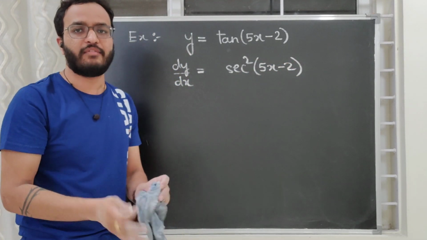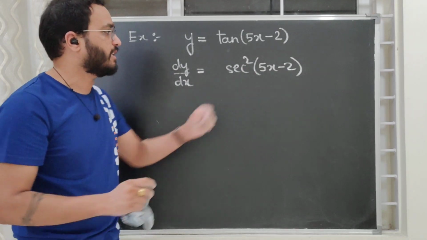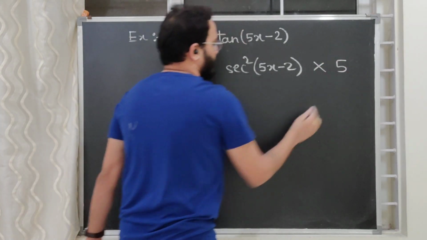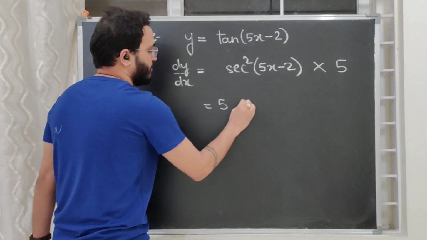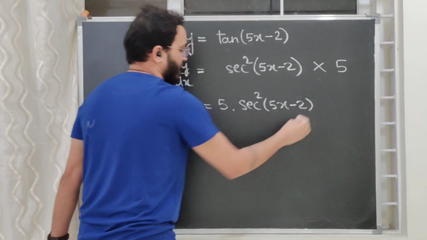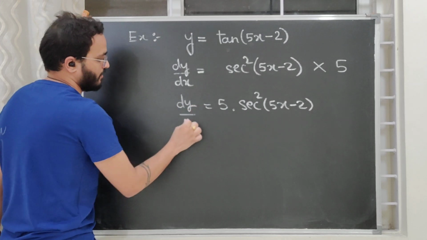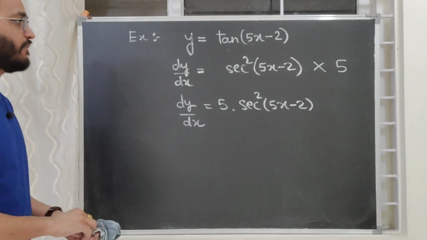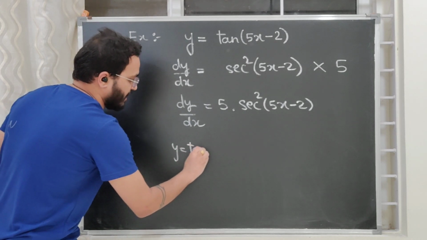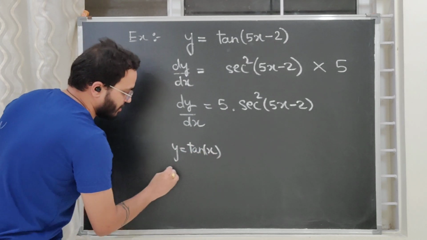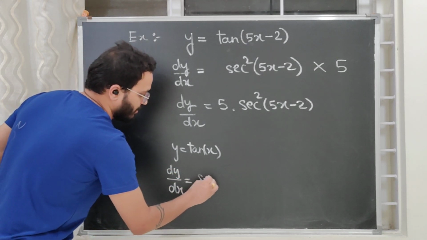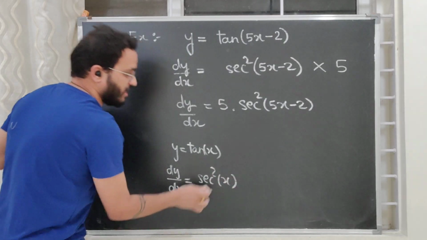This is the rule. Okay, for right now, this is the rule. You write it like this, and then whatever is the coefficient, you bring it outside. So it will become 5 times sec square 5x minus 2. Just this difference. If there would have been tan of x, how would you have differentiated it? dy by dx you must have written sec square x. So same thing we have done here.